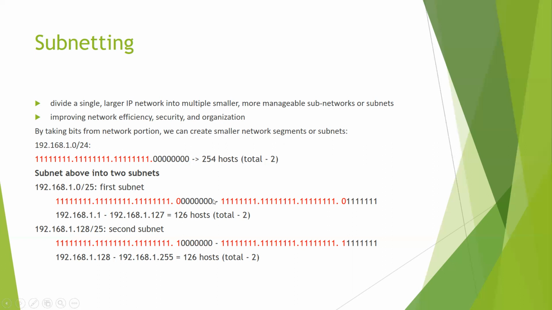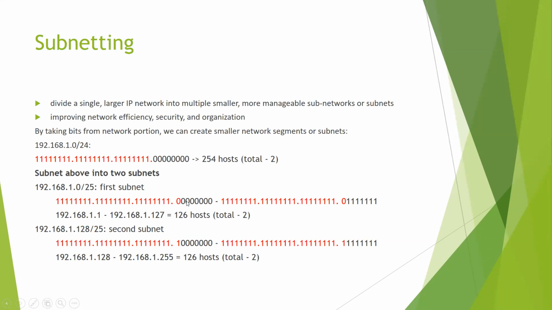Now, we can fill this with ones, 1, 1, 1, 1, 1, 1, and go all the way to 127. Then we have to increment this by 1, and we arrive at the next segment, the second subnet of this network. That's 192.168.1.128. That's the network IP address. That's not used for any host. It's used to denote the network itself, slash 25. And we can go up to 126 hosts. So there are two networks, right?